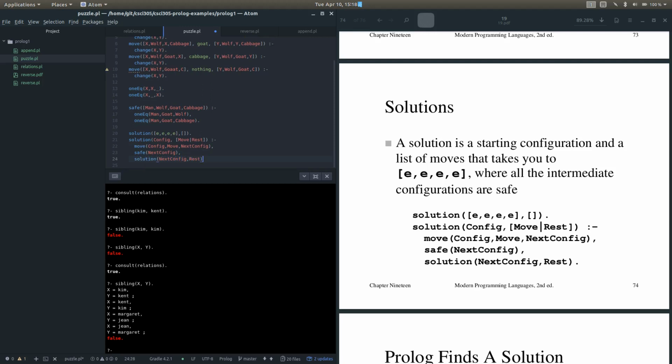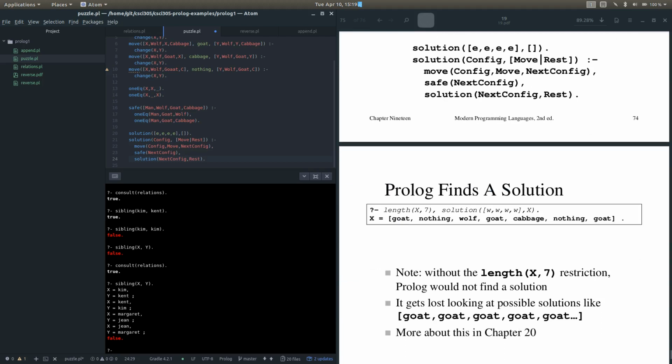Right? Okay. So basically what we're saying here is that we have a solution if they all land on the east side of the bank and there's no more remaining moves. Or we have a solution with a config and a list of moves, such that a move from config, move, and next config is safe, and the solution next config rest is true, right?